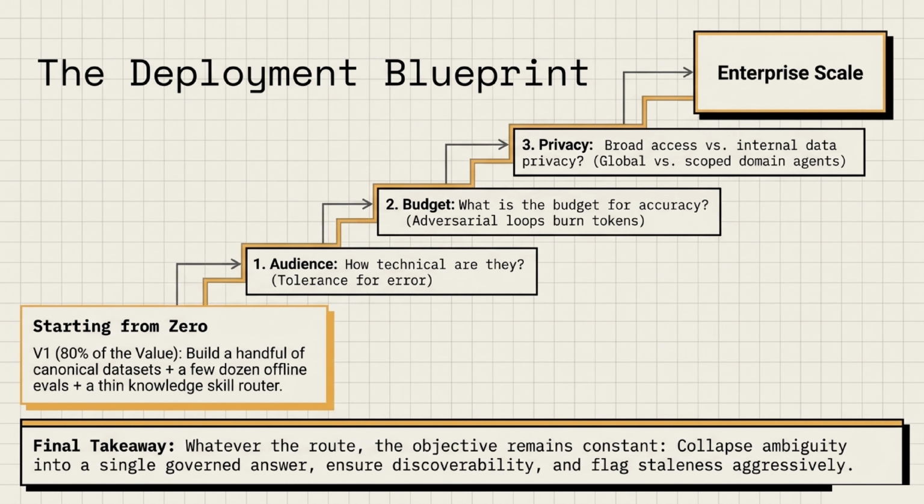As you scale toward the enterprise level, you'll need to make decisions about your audience's technical tolerance, your budget for accuracy features like adversarial loops, and your privacy constraints regarding global versus scoped data access. Ultimately, the objective remains constant: collapse ambiguity into a single governed answer, ensure that answer is discoverable, and flag data staleness aggressively.